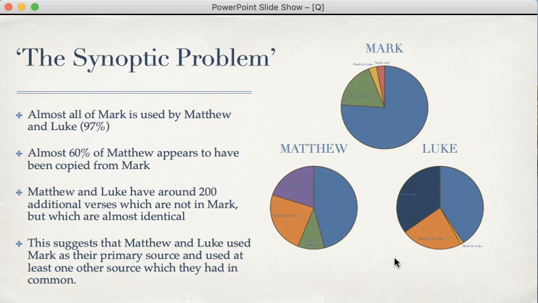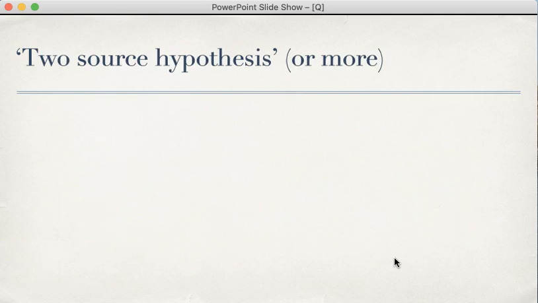This suggests to scholars that Matthew and Luke used Mark as their primary source and used at least one other source which they had in common. What was this source? In discussing this, scholars often use the term the two-source hypothesis, a theory that Matthew and Luke use two sources. But sometimes some scholars speak of a three-source or a fourth-source hypothesis as well, and we'll see the reasons for this in a moment.